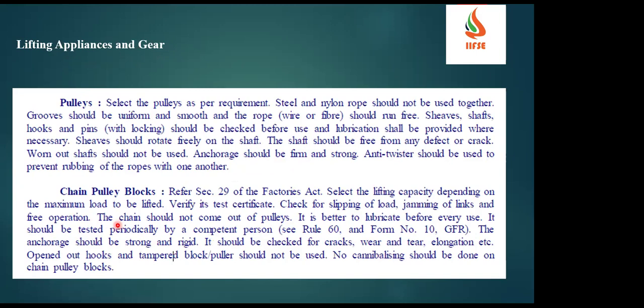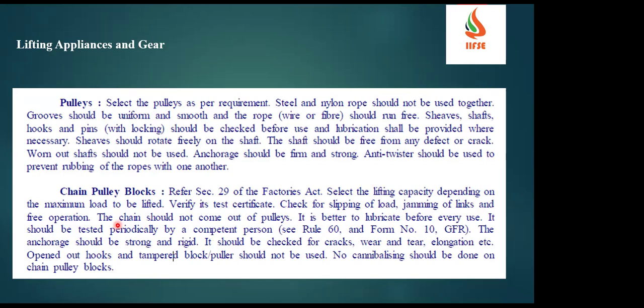The sheaves, which are the rotating part in between the pulleys, should run very freely, and the shaft should be free from any defect and crack. Worn out shafts should not be used, anchorage should be firm and strong, and an anti-twister should be used to prevent the ropes from rubbing against one another. So an anti-twister, in the sense, we put in between as one piece, so that it will not allow the two ropes to come in contact.